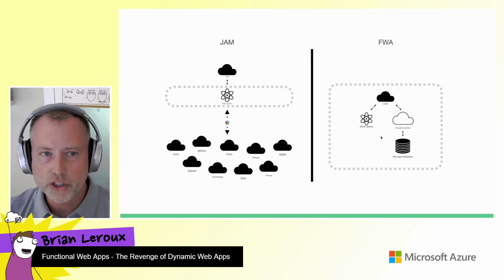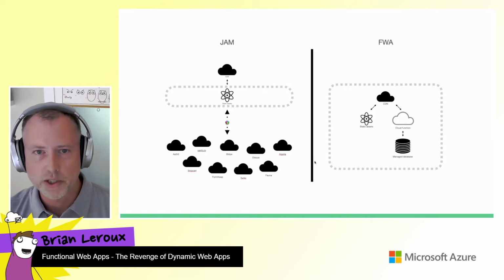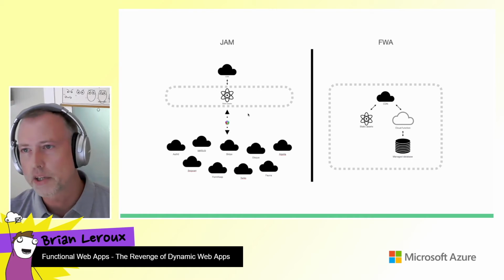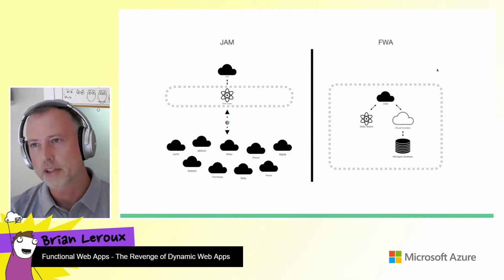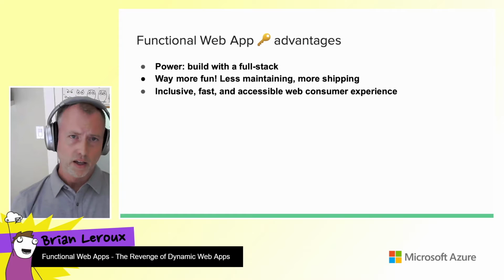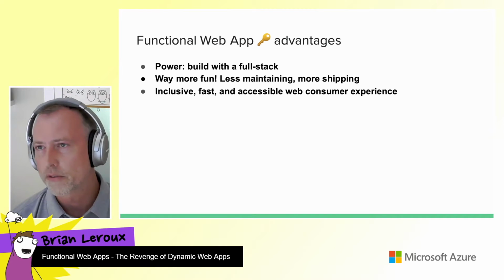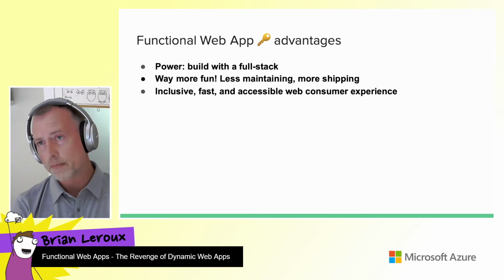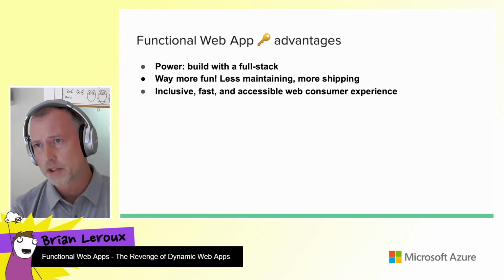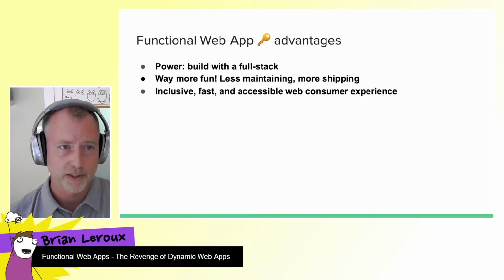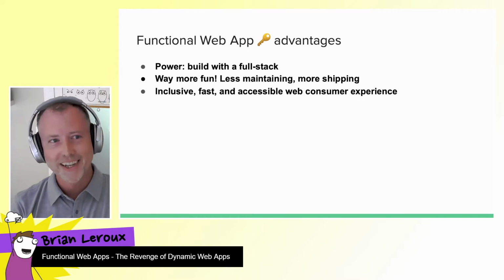So, if you look at these side by side, you can see which parts are being deployed, which parts are talking to a database. You're just going to get a better initial experience with this kind of architecture. Functional web app has a few key advantages. So the first big advantage is this is more powerful. You have the full stack available to you and it's all in one place. The second thing that I think is the most important is it's more fun.